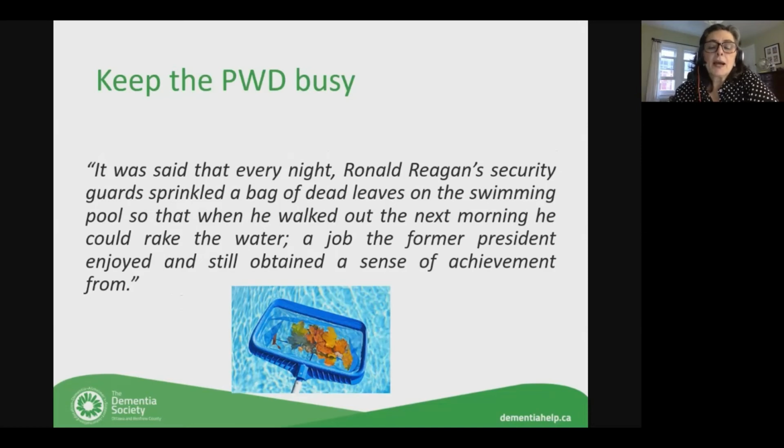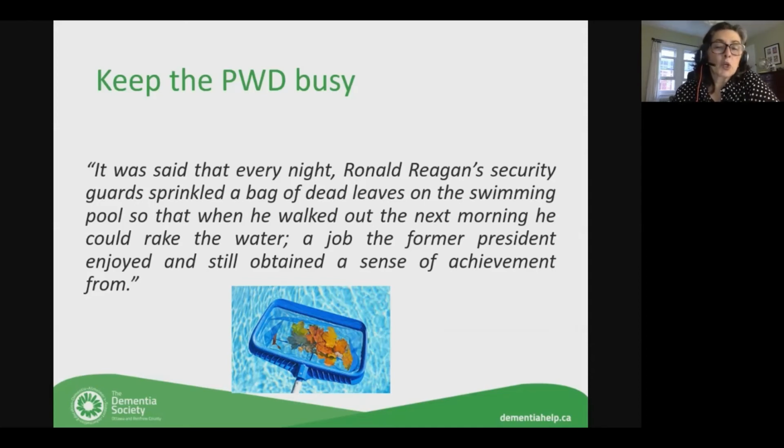So this anecdote is very interesting. Ronald Reagan's security guards, after he had developed dementia and was living in his own home, used to sprinkle bags of dead leaves on the swimming pool so that when he walked out the next morning, he could rake the water. And it was something that the former president enjoyed before, and in doing it, still obtained a sense of achievement.